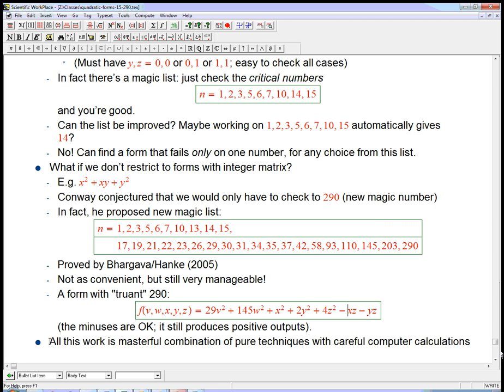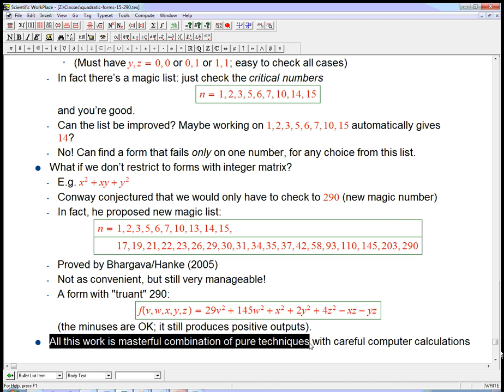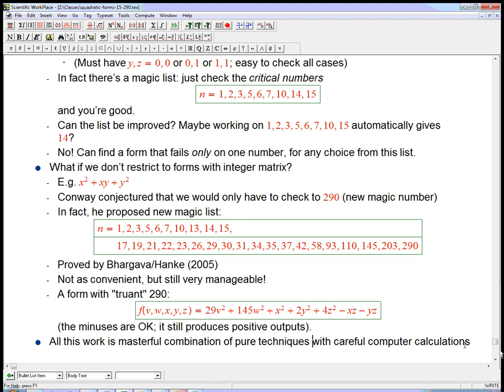I won't say anything really much about how they did the work, mostly because I don't know. But I do know it's a combination of pure mathematics techniques with a certain amount of careful computer calculations. There are lists of thousands of forms that were generated, especially in the process of doing this, and winnowed down using some very sophisticated pure mathematical techniques to figure out that this was the magic list.